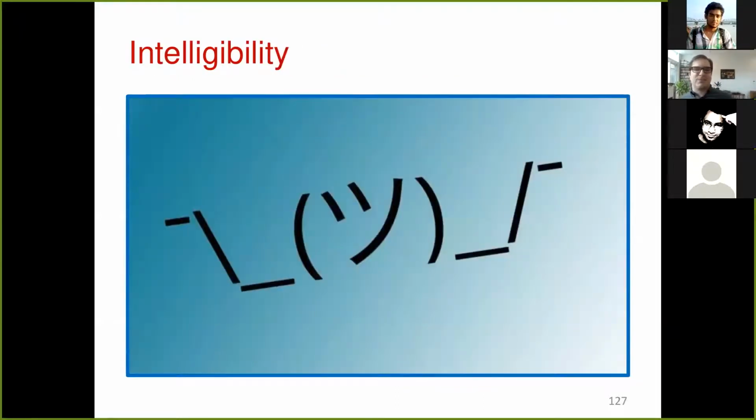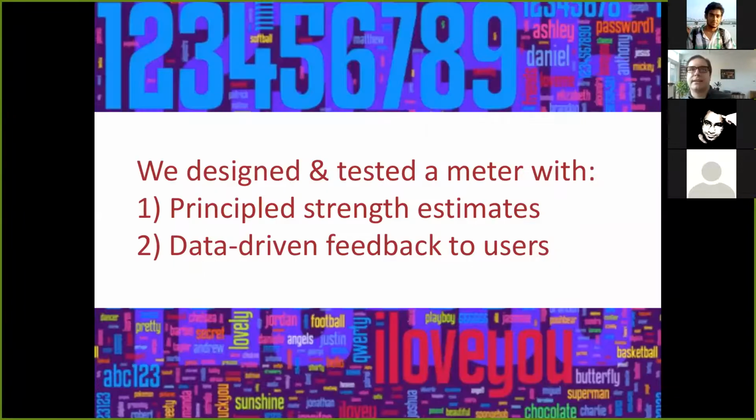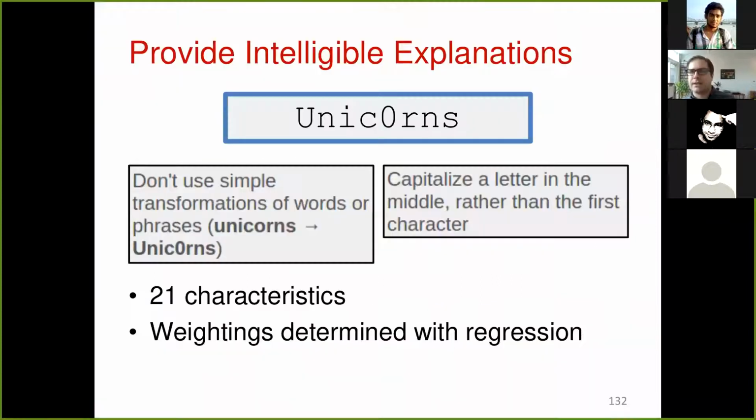Right. But of course, as someone who's really interested in the usability of these tools, neural networks are not very intelligible. And we said also, we're not going to fix explainable machine learning in our next project, but what can we do to actually help people make better passwords? So we built this data-driven password strength meter. And basically what it did is, it had principled strength estimates from our neural network, but also gave data-driven feedback to users based on a bunch of heuristics. So if your password were unicorns with a zero instead of the O, it would say, don't use simple transformations of words or phrases, capitalized letter in the middle rather than the first character. And so we took the literature and our own experience of how people make passwords in terms of natural language, and came up with 21 different characteristics, basically heuristics, where we could say, well, what feedback should we give?